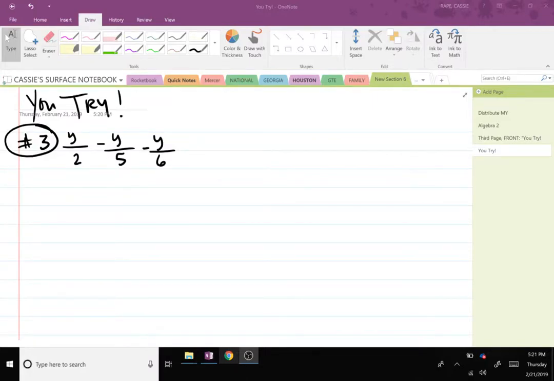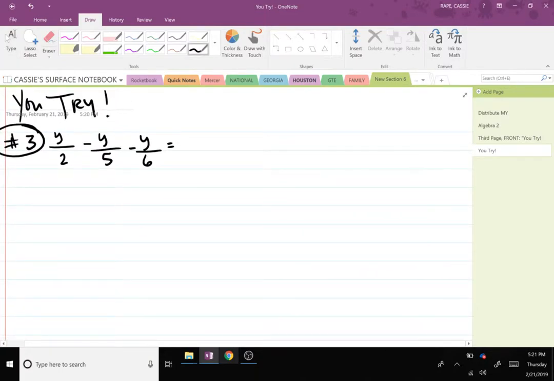This is number 3 on the You Try section of page 3 of your packet. It's a similar situation except that you've got 3 expressions that are adding and subtracting rather than just 2. But the strategy is still the same. Factor the denominator first and take a look to see what you have.